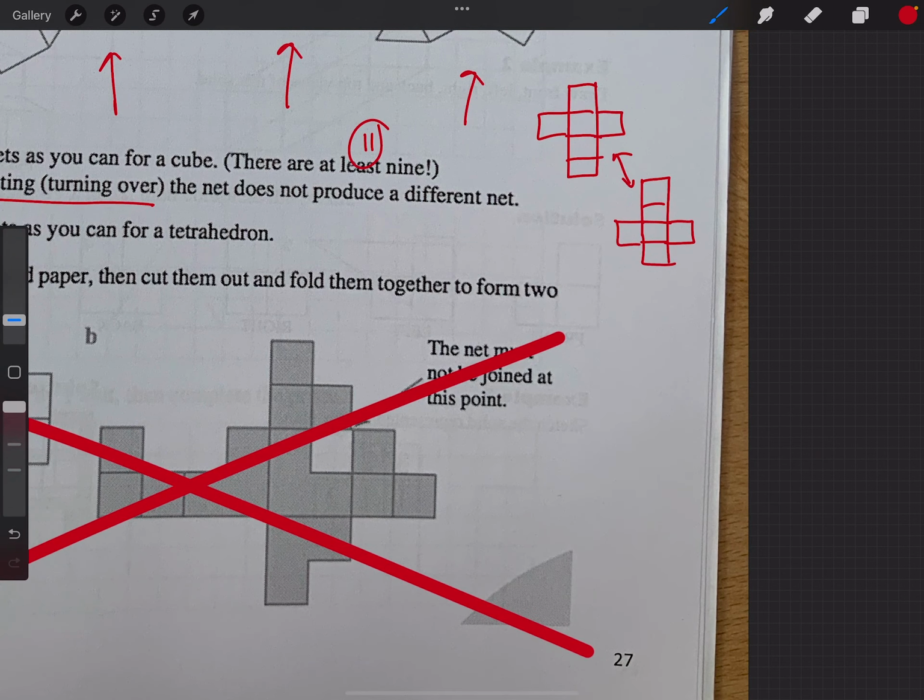Okay, so another different type of net might be something like this. I think, what is it, 1, 2, 3, 4, 5, 6. Can I fold this into a cube? Yes, something like that. So these are two different types of net, but these are the same. So just try and draw as many as you can.